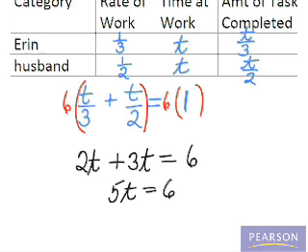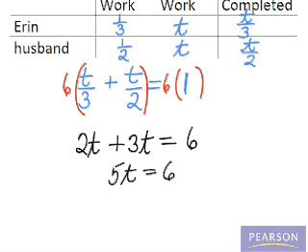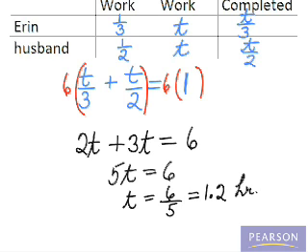And now to solve for t, we divide both sides of the equation by 5, and we get t equals 6 divided by 5, which is 1.2 hours. So that tells us that Erin and her husband can paint the room in 1.2 hours if they work together.